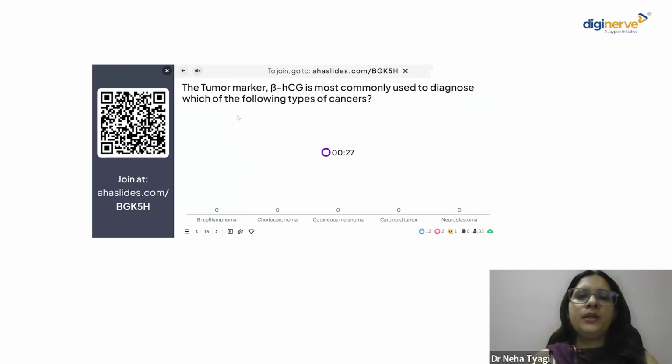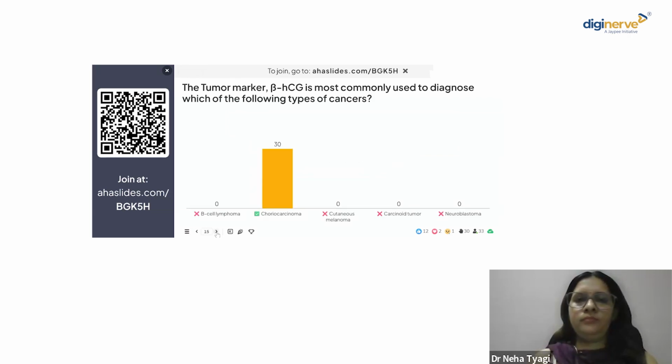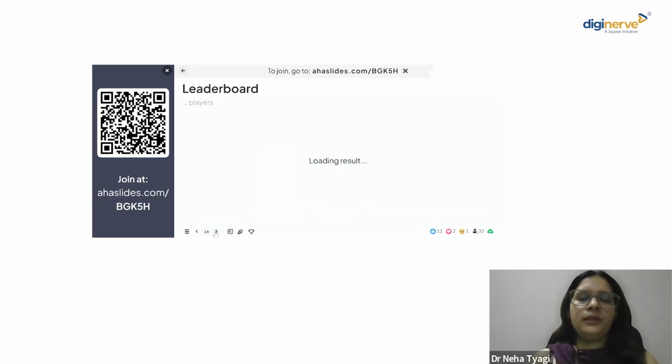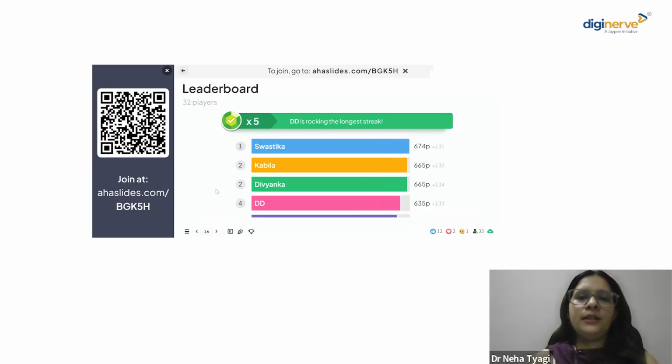Now, the tumor marker beta HCG is most commonly used to diagnose which of the following types of cancers? Everyone has marked it correctly. This is choriocarcinoma. Let's see the leaderboard. Dr. Didi is rocking the longest streak, and Dr. Swastika is leading the leaderboard.